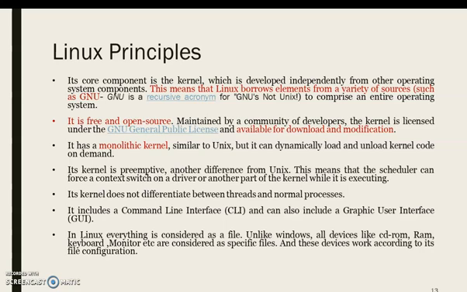Is the kernel monolithic or microkernel? The Linux kernel is monolithic. Monolithic means this kernel includes every component. Along with the kernel, all the process management and device management functionality is included within that kernel. It supports the CLI, that is the command line interface. It also supports the GUI, the graphical user interface. And in Linux, everything is considered a file.